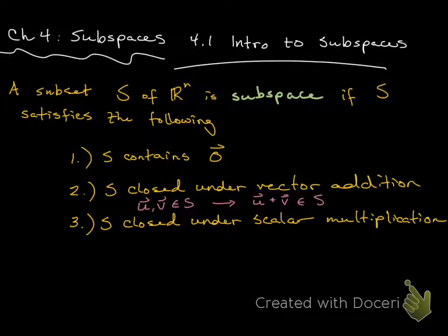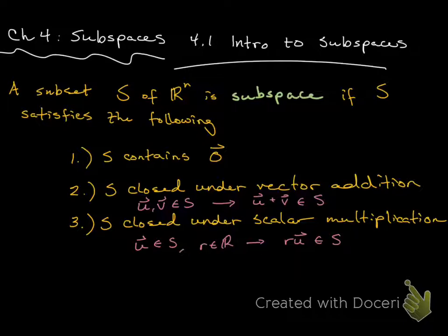And of course, scalar multiplication is if I have a vector in my set, say u, and some scalar r, that's just a real number, then r times u should remain in my set. And that's what it means to be a subspace. So what we'll be looking for is if the set we're working with satisfies those 3 conditions, we can say that it's a subspace for the space that we're in.